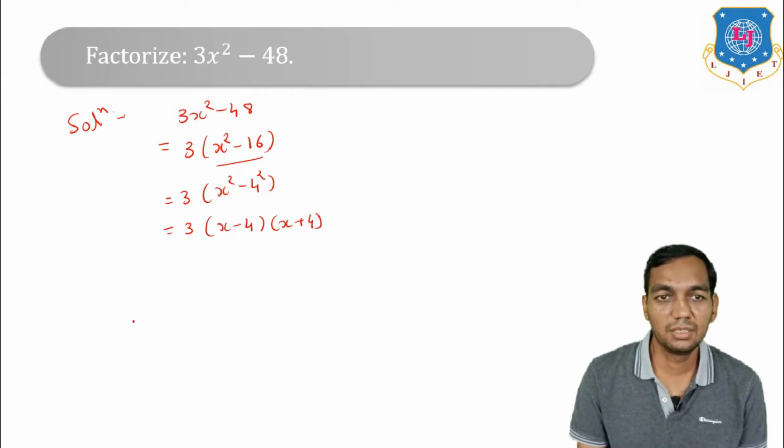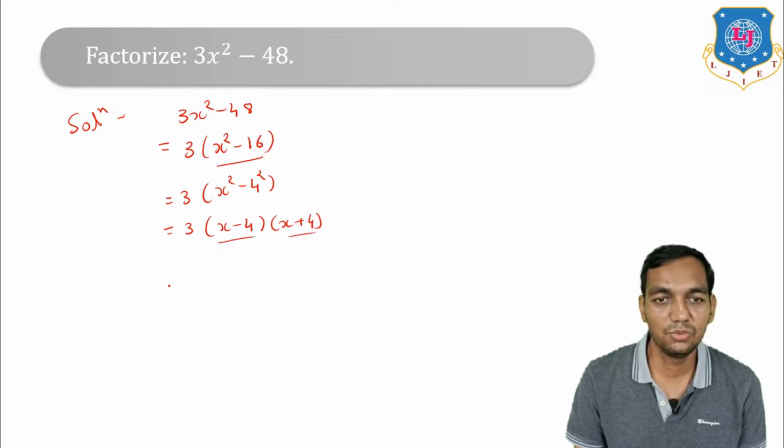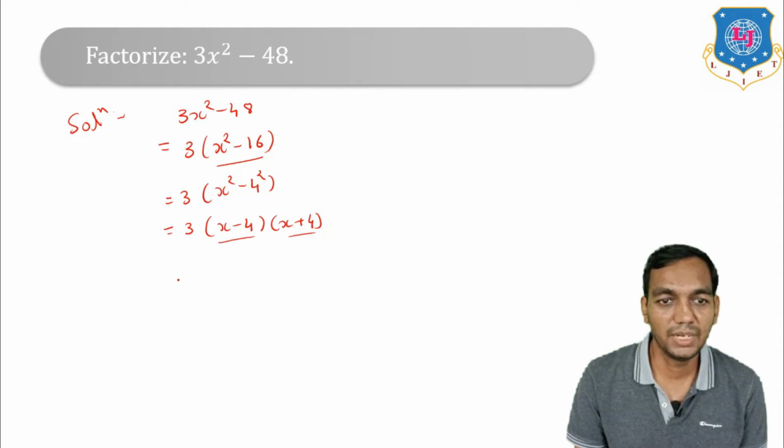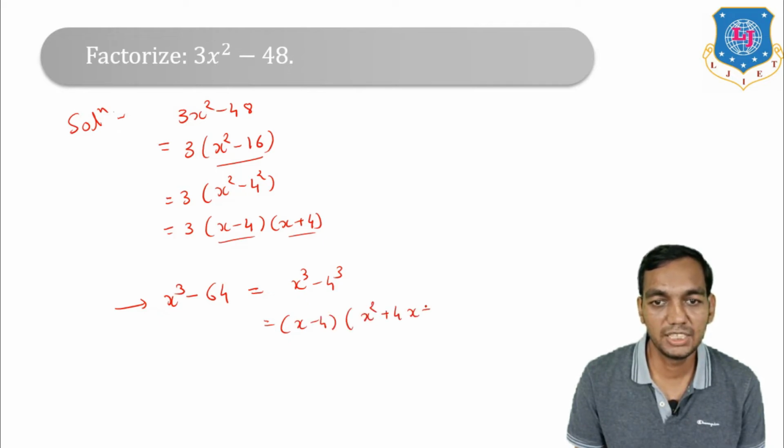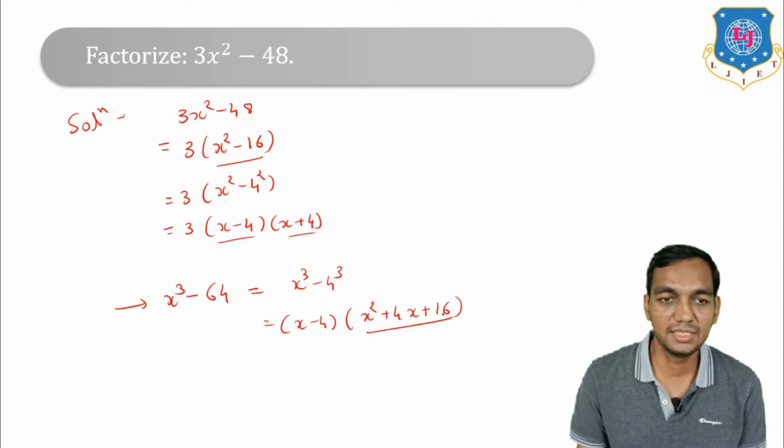We are going to write the factorization up to the term that is factorizable. If it is in the form of a square, then also we are going to put it as it is. Such as, suppose we have the factorization x cube minus 64, then it is going to be x cube minus 4 cube, and it will be (x minus 4)(x square plus 4x plus 16). Now this term is not factorizable, so you have to put it as it is.